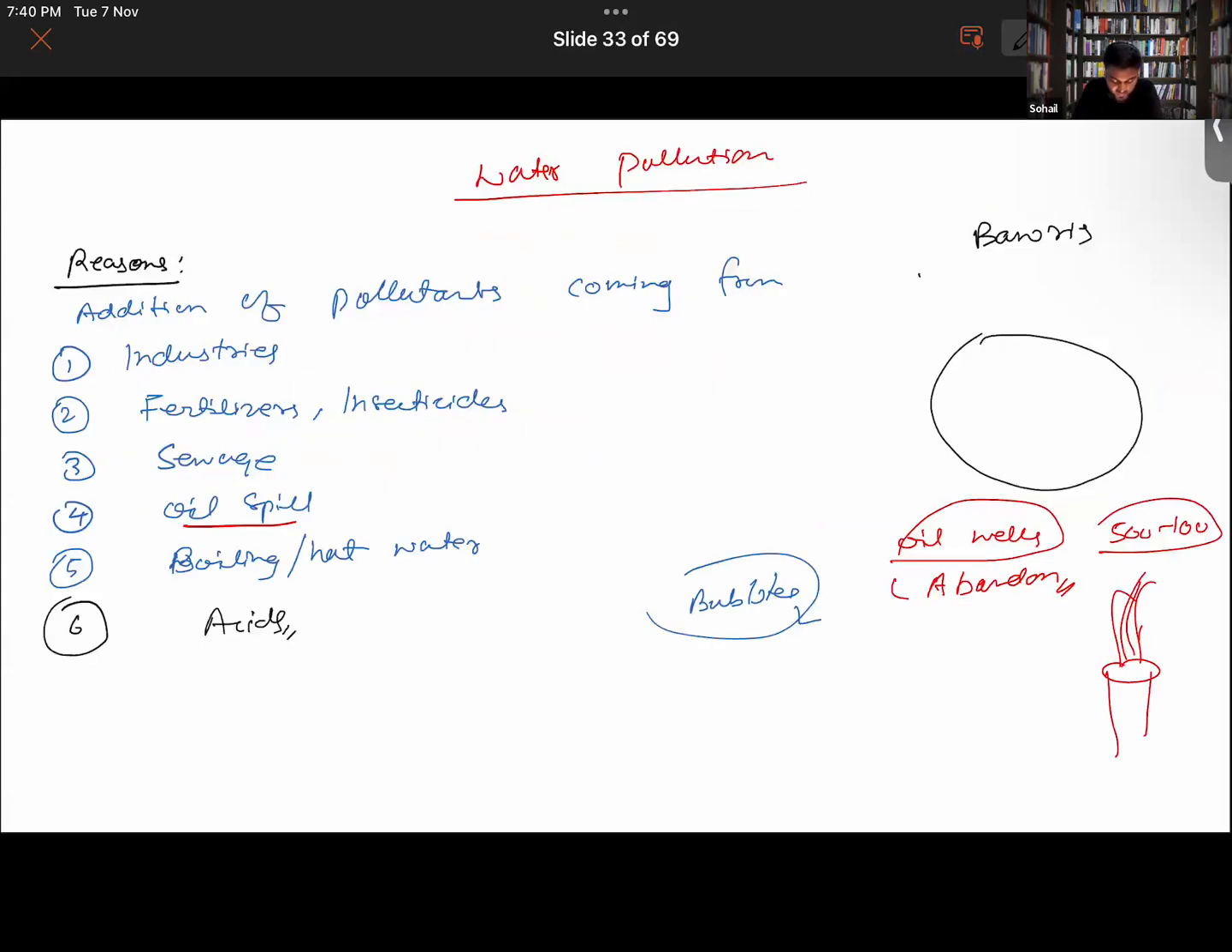Water pollution. We were talking about water pollution, and we did say whenever there's a contamination of the water, it will lead to water pollution, as simple as that.